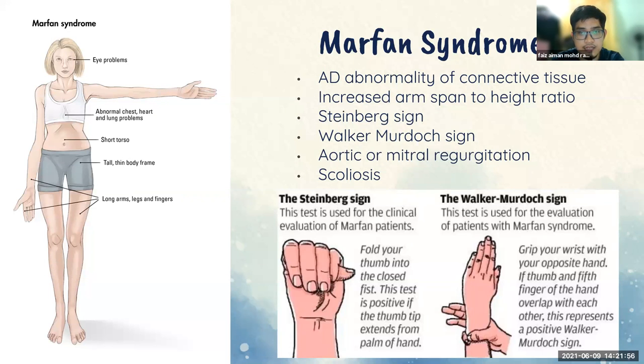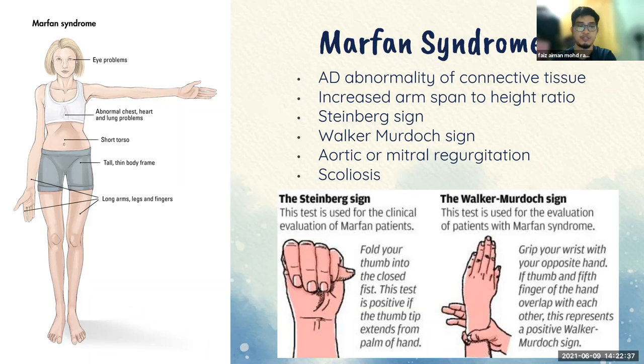Marfan syndrome is an autosomal dominant abnormality of the connective tissue. They will have an increased arm span to height ratio. There are some simple signs for you to know whether the patient is Marfan or not. First is the Steinberg sign. You ask the patient to fold their thumb into a closed fist, and if the thumb tip extends beyond the palm of the hand, it means that the sign is positive. Or you can do the Walker-Murdoch sign, where you ask the patient to grip the wrist with the opposite hand, and if the thumb and the fifth finger overlap with each other, it means that the Walker-Murdoch sign is positive.